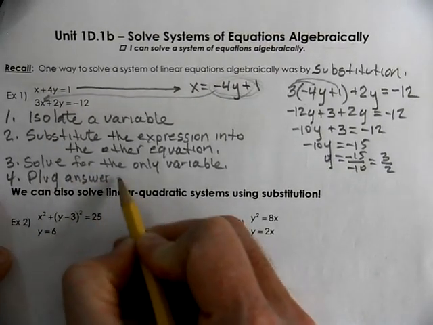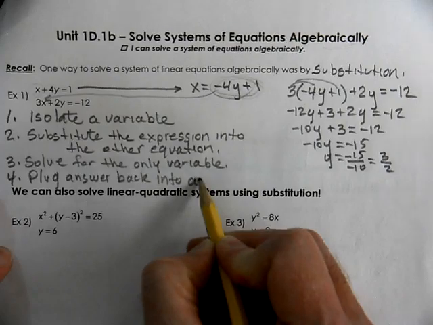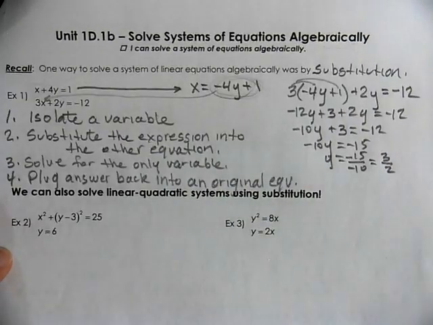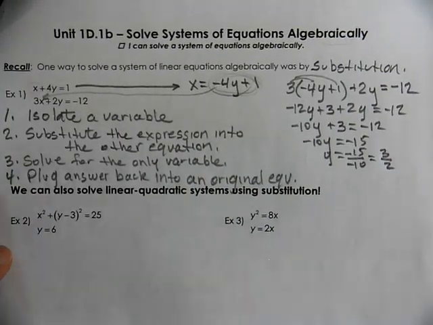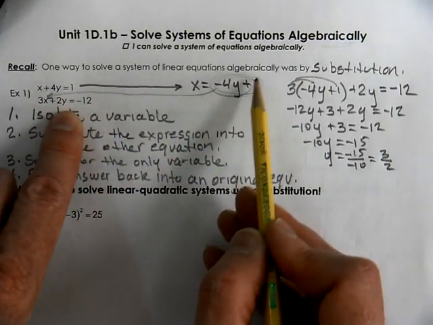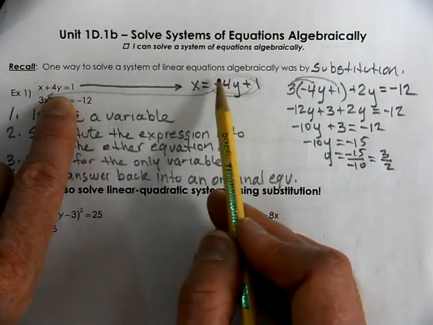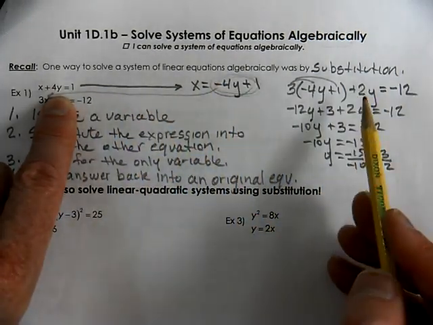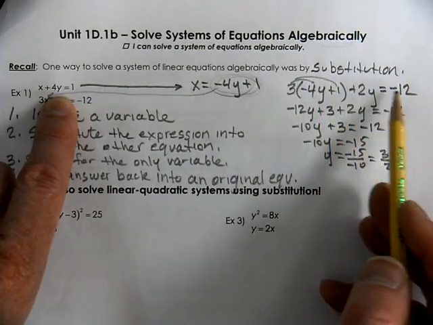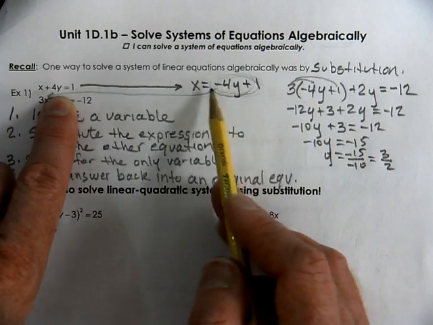We're going to plug this answer back into an original equation. Either original equation. I would even consider plugging it into this one since it's just a manipulation of the original. Where you don't want to plug that is into this equation. You can't solve for x. There's no x. You wouldn't be solving for anything. You need to solve here where x is already by itself.